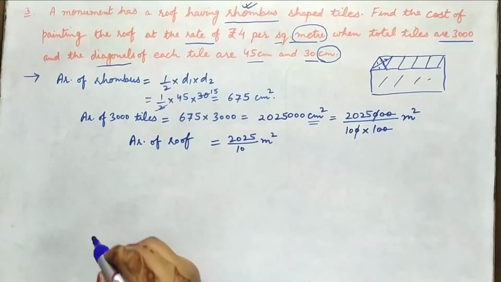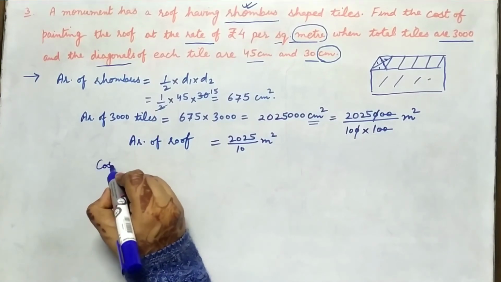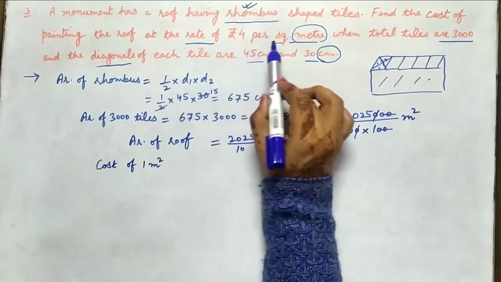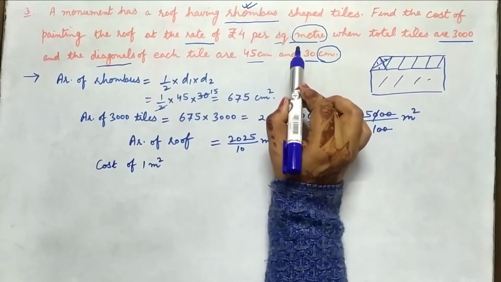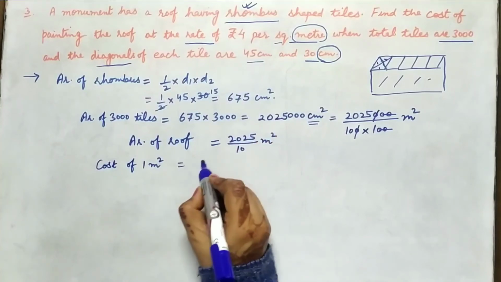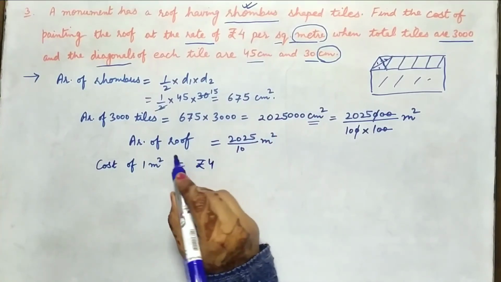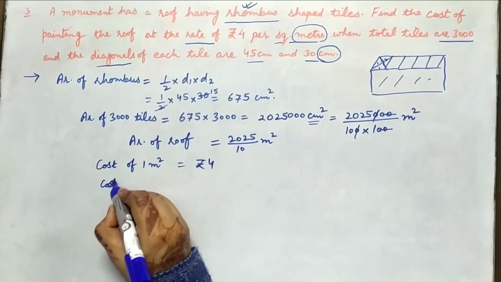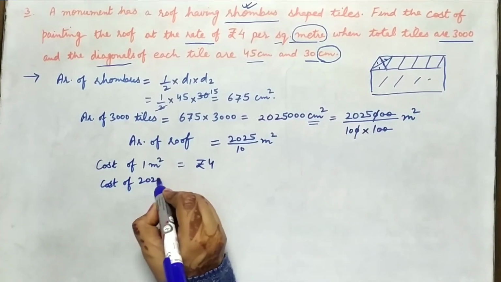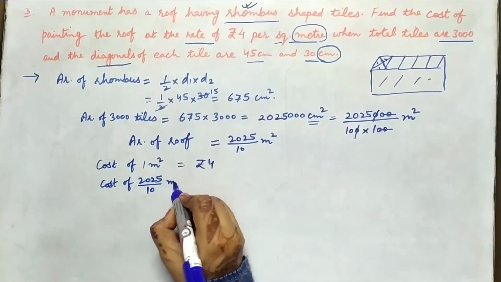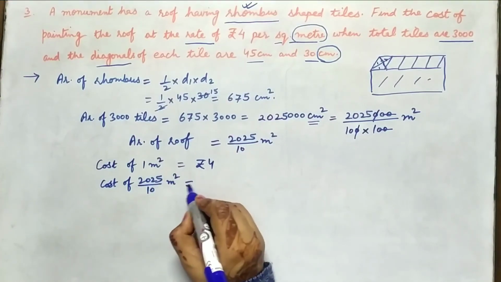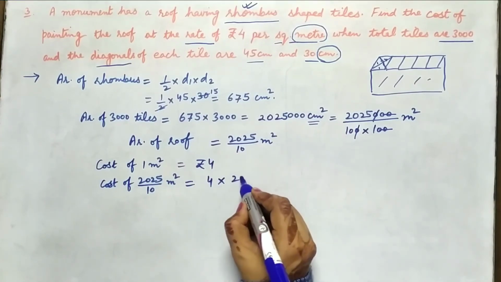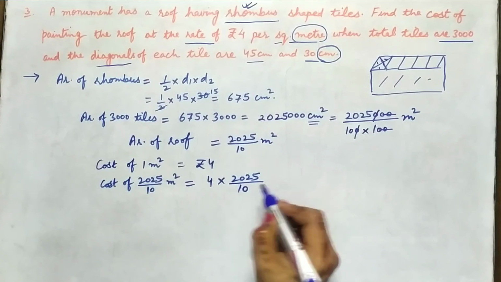Then we have to find the cost. What we will write? Cost of 1 meter square. Per square meter means 1 meter square has the cost rupees 4. And total roof is how much meter square? Cost of 2025 upon 10 meter square. This is the total roof area. This cost will be 4 multiplied by 2025 upon 10.